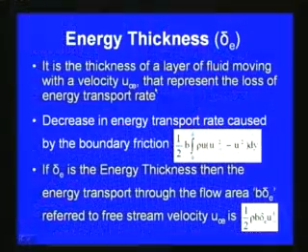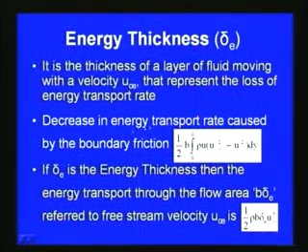Another important aspect is what happens whenever in a free stream flow we introduce a flat plate, and what happens to the energy variations with respect to the boundary layer formation. With respect to this we can define a term called energy thickness delta E. Here the energy thickness delta E is the thickness of a layer of fluid moving with a velocity u infinity that represents the loss of energy transport rate. So this is the definition of the energy thickness delta E.